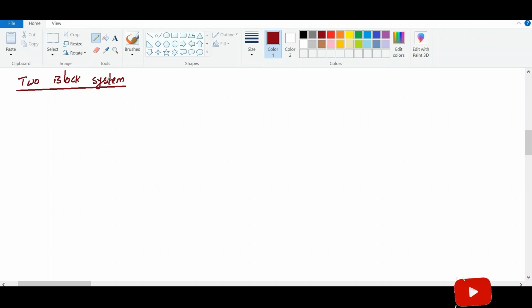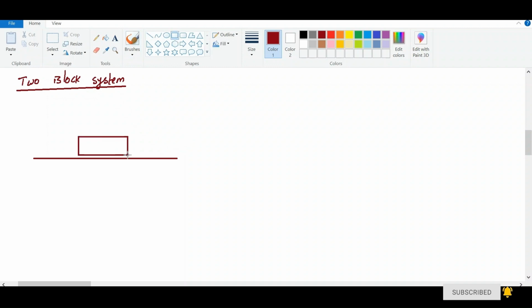Two block system, and how to solve two block system questions? Consider that there is a floor and there is one block A, and there is another block B, whose masses are MA and MB.